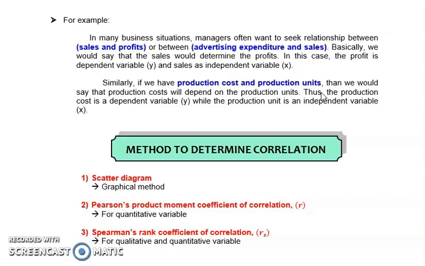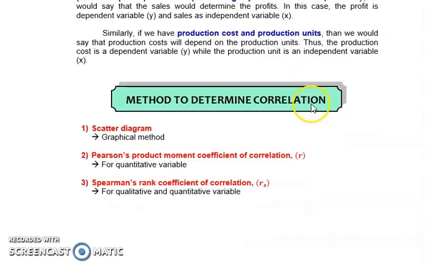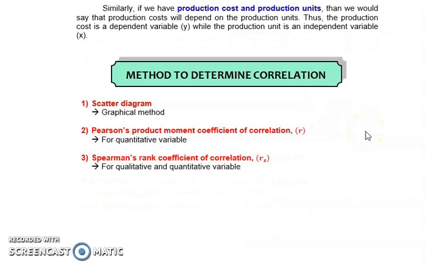So later on, with example, I will give you some tips on how to identify correctly which one is Y and which one is X. Okay, now let's look at method to determine correlation. So in statistics, here I show you we have three methods. Okay, the first one using graphical method. So the graph that we can use to detect or to determine correlation is by using scatter diagram, or we call it as scatter plot.